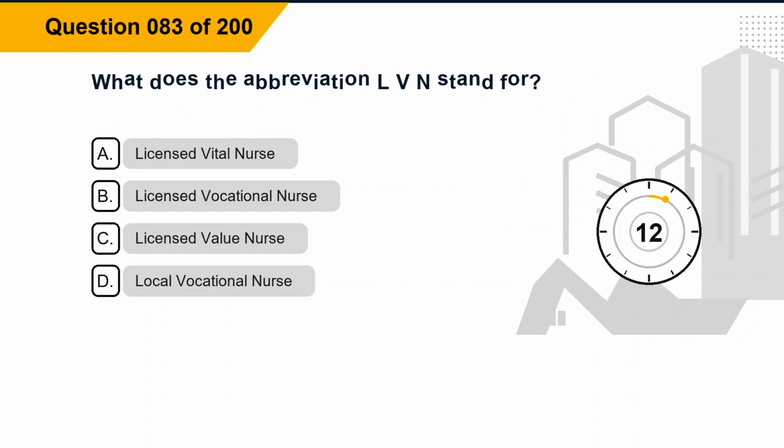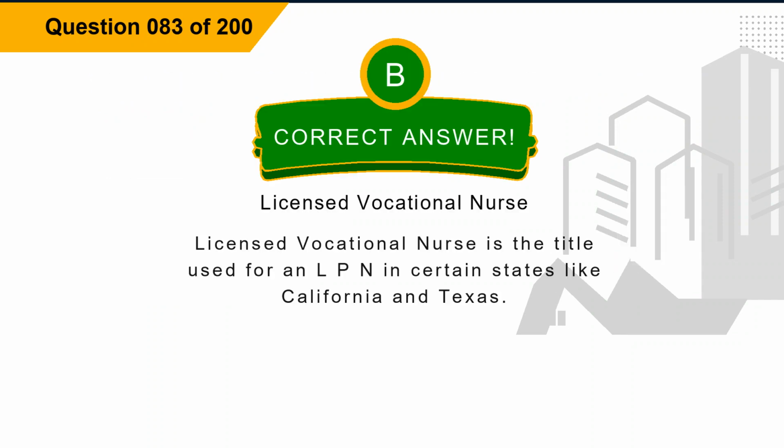Question 83. What does the abbreviation LVN stand for? Option A, licensed vital nurse. Option B, licensed vocational nurse. Option C, licensed value nurse. Option D, local vocational nurse. The correct answer is option B, licensed vocational nurse. Explanation. Licensed vocational nurse is the title used for an LPN in certain states like California and Texas.